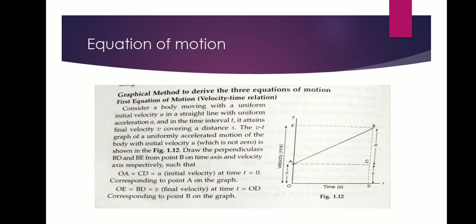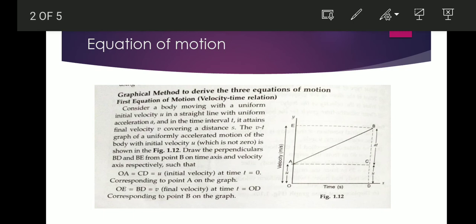Initial velocity u, why is it 0 here? Initially we are at rest, so our velocity at that stage will be 0. Okay, then see here on the right side, figure 1.12, we have velocity time graph.